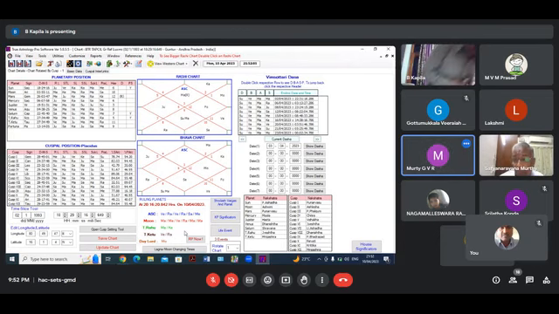Am I right, sir? Second cusp and fifth cusp. Second and five, both cusps are very important. That is why I left out the Moon and Mars.